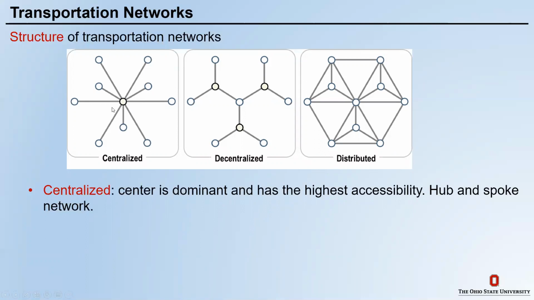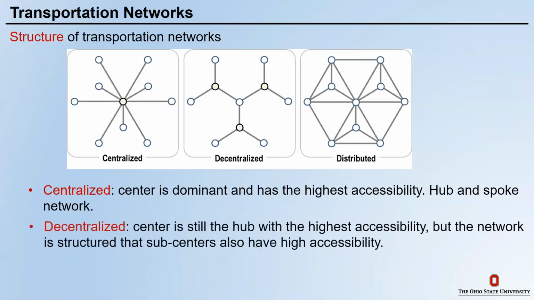If the central one, the most important node here, does not work very well, then all other nodes are affected by the malfunction of the central node. Okay, so then we have the decentralized network. A center is still the hub with the highest accessibility, but the network is structured so that sub-centers also have high accessibility. So this is a graph to show you the structure of a decentralized network. From the name, you know that the designer of this network doesn't want a node to be the very center of the network. Instead, there are multiple centers, right?